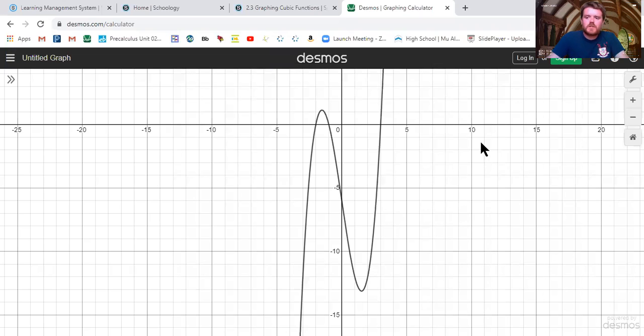Another thing you're asked to do in this section is to be able to write a possible equation for a given cubic function. The reason I say possible is because there are a few different techniques that you could use to get different answers. But the thing that we want to focus on when we're looking at cubic functions is that we have a positive or negative coefficient and want to be able to identify the zeros. Just like with quadratic functions, the zeros are where my graph is crossing the x-axis. So if I can identify those points, then I can come up with a possible equation for that graph.